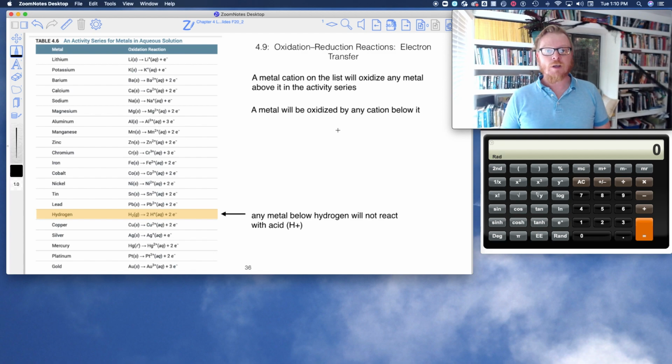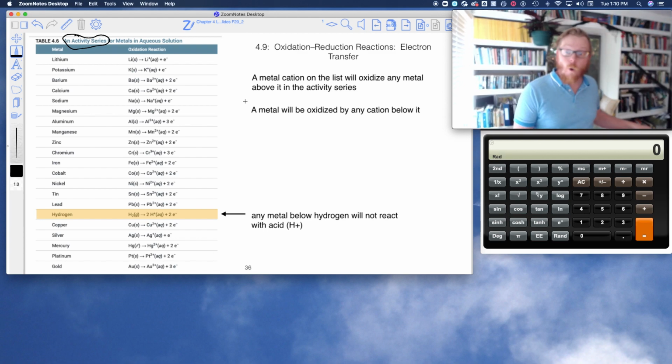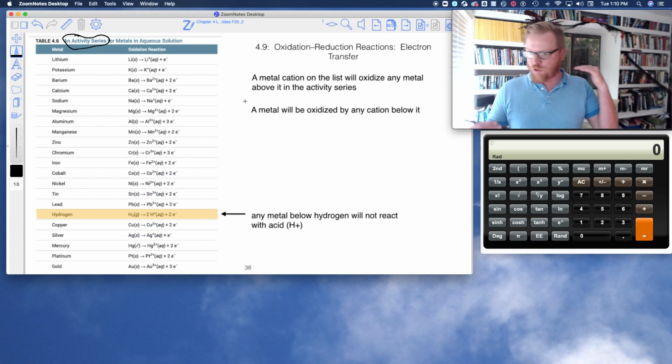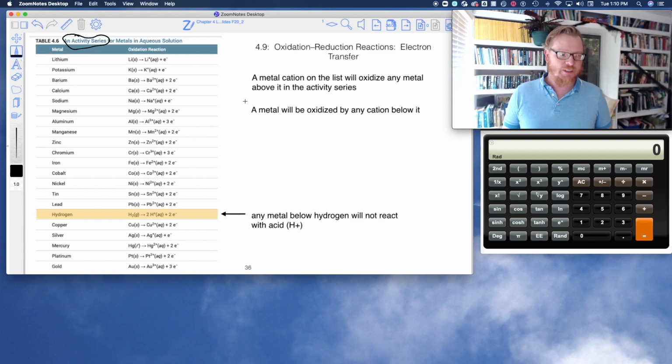So there's something that we call the activity series. Some of you have been asking me about this. When are we going to get to the activity series? Here it is. And I'm not going to spend a whole lot of time with this. You do not have to memorize the activity series. If there are any questions about it, like in an exam, you'll have the activity series to reference. So what does the activity series mean for us?